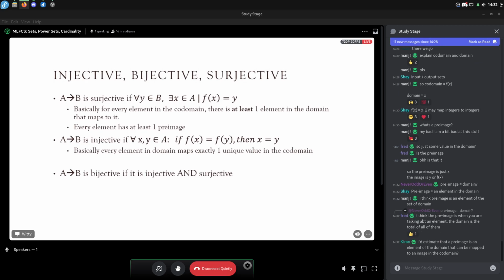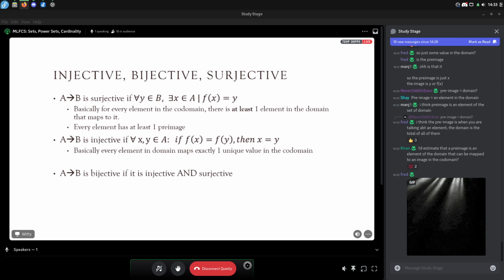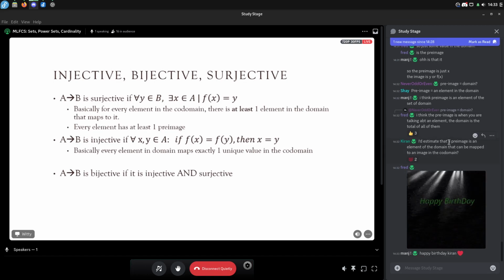Yeah, Kieran and Fred have it there. That's what I was trying to say. It's not like the domain is full of pre-images. It's only a pre-image if there is an image. Not every element in the domain has to map to an element in the codomain, and vice versa. Not everything in the codomain has to be mapped. Therefore, I wouldn't say it would be totally correct to call all of them pre-images and all of them images. Okay, cool.